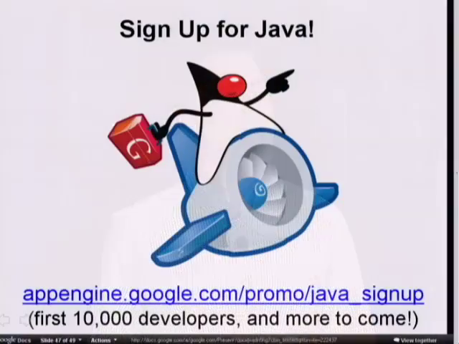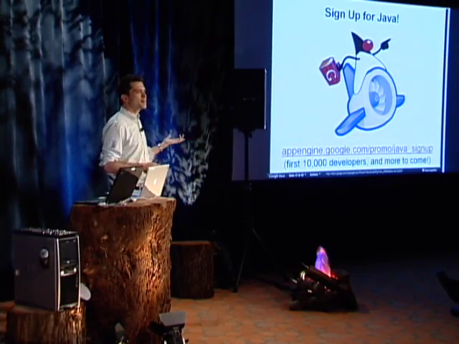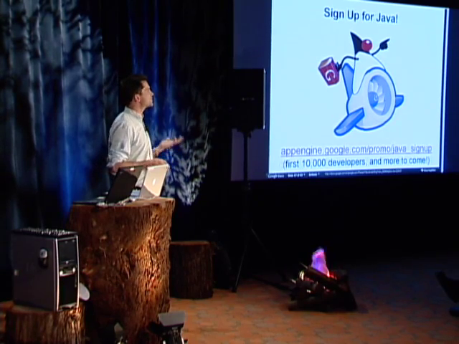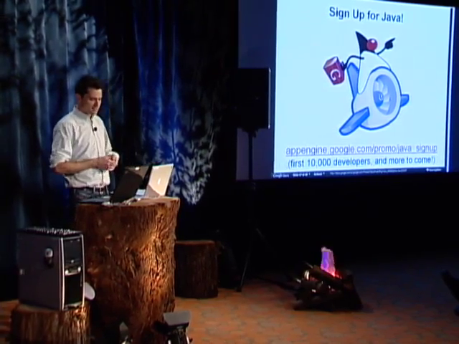So tonight, we are opening the early look at Java support on App Engine to the first 10,000 developers who sign up. After that, we'll be letting in more people over the coming months. And finally, when we think it's ready for everyone, we'll open up signups to the world. So please, log in, sign up, give it a try, and let us know what you think about our Java support for App Engine. And that's pretty much it.